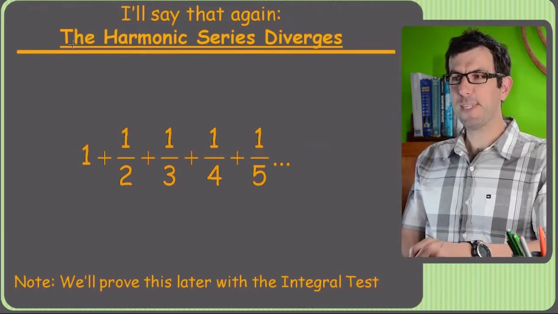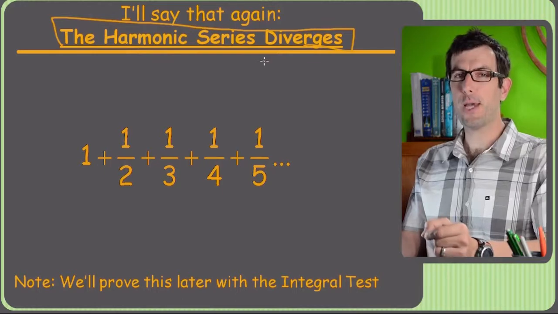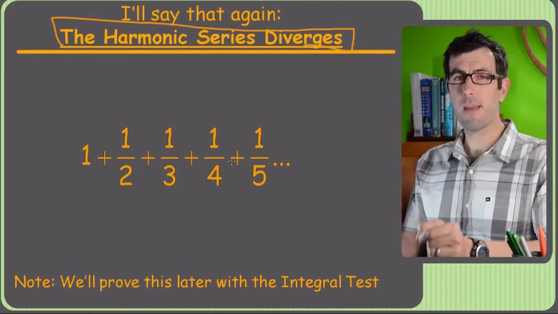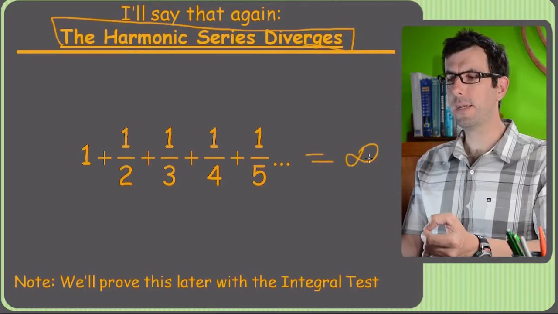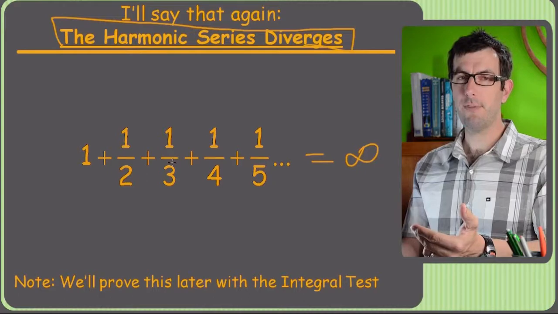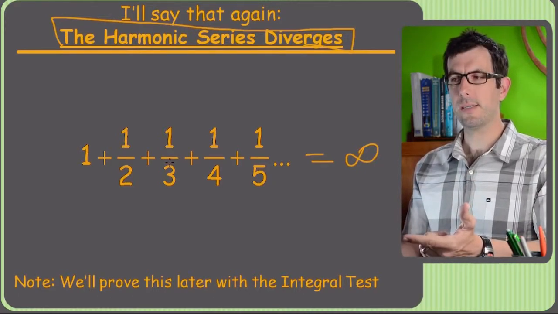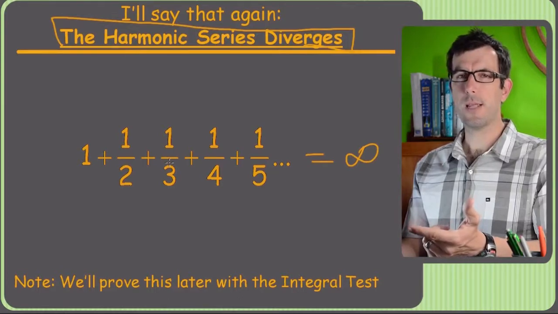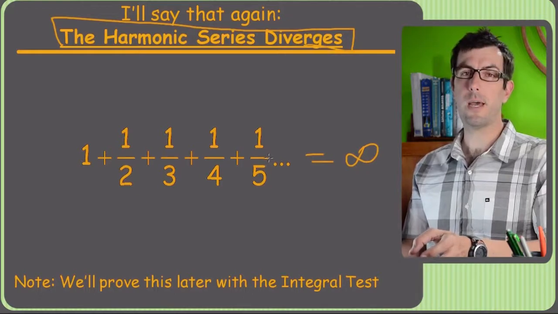All right, I'm emphasizing this again. The harmonic series diverges. It's your poster child for something that looks like it might converge, but actually diverges, adds up to infinity. We'll prove this later. We'll actually look at this with several of the videos coming up, like the integral test, the ratio test. There's a lot of tests we can use to show that this is true and it does diverge.